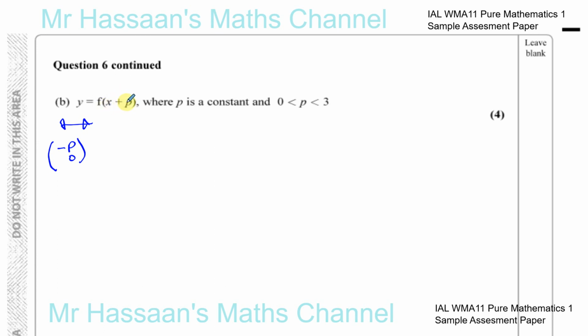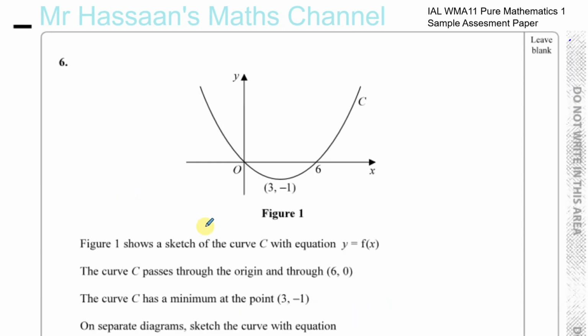So when you have x plus something, and we know p is positive, between 0 and 3, when you replace the x with x plus p, you have to subtract p from all the x-coordinates, kind of do the opposite of what it is. If it was x minus p, you would add p to all the x-coordinates. Just like when you have f of 2x, the x has been replaced by 2x, but you multiply the x-coordinates by a half. Here you've got f(x plus p), where p is something positive, so you have to take p away from all the x-coordinates.